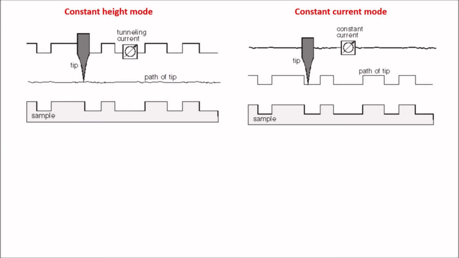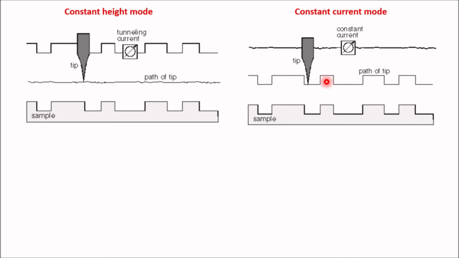STMs can be designed to scan a sample in either of two modes, a constant height mode or a constant current mode. In constant height mode, the tip travels in a horizontal plane above the sample, and the tunneling current varies depending on the topography and the local surface electronic property of the sample. The tunneling current measured at each location on the sample surface constitutes the topographic image.